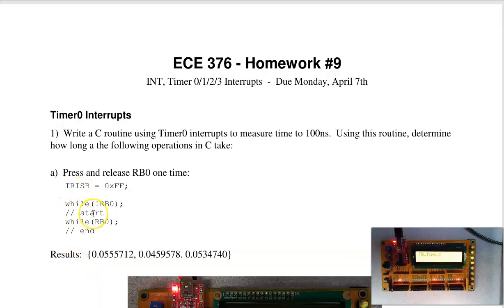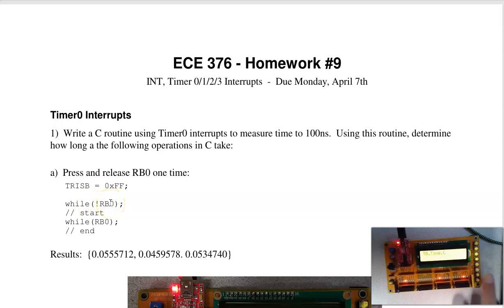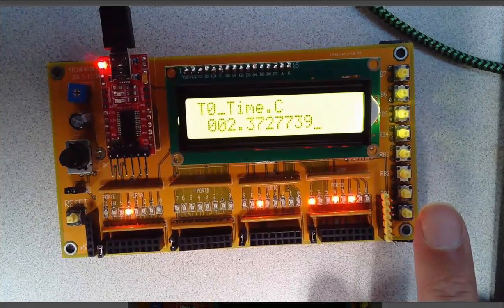Let's start with how long I can hold a button down. So here I'm going to measure the time, wait until I hit button 0. When I press it, I'll record that time. Wait until I release it. When I release it, record that time, display the difference in time. So here's what that looks like.